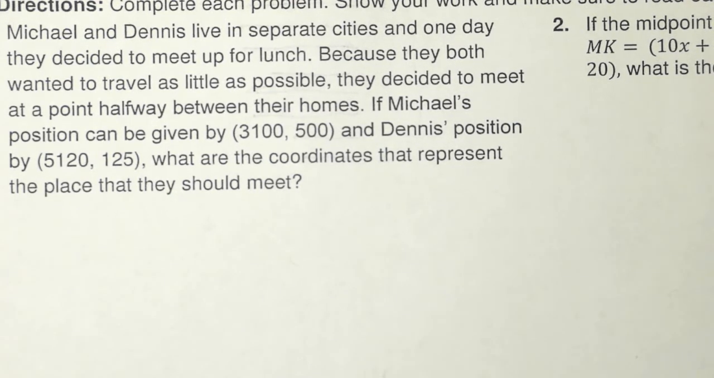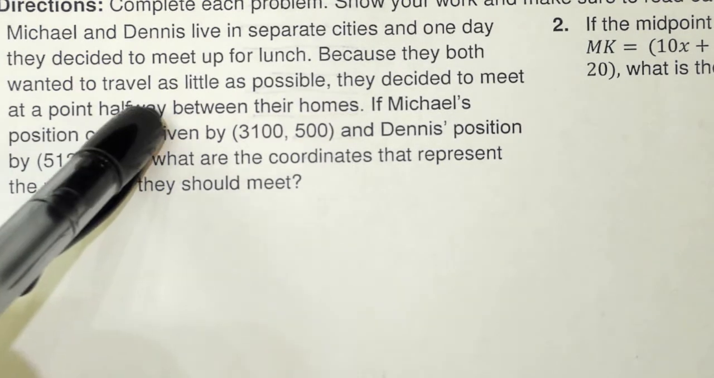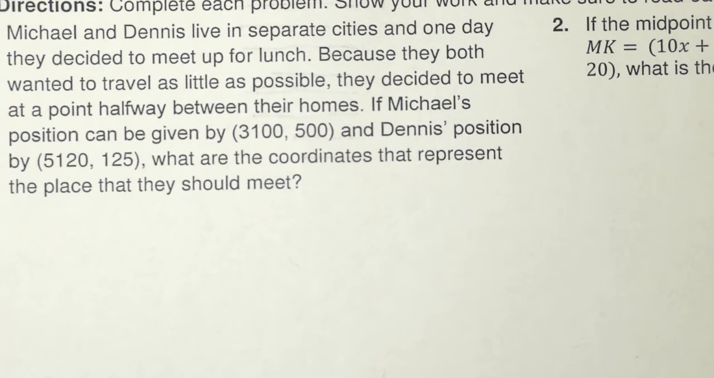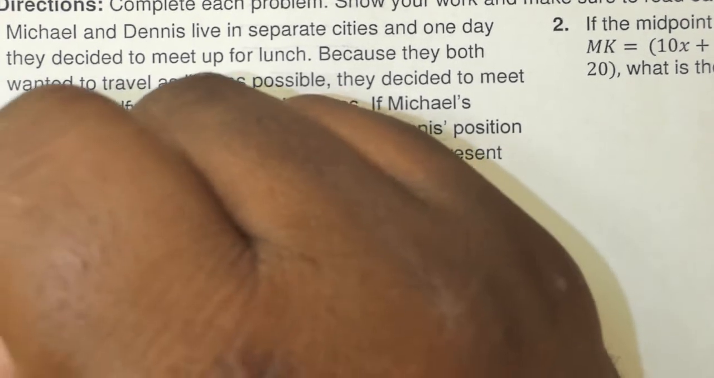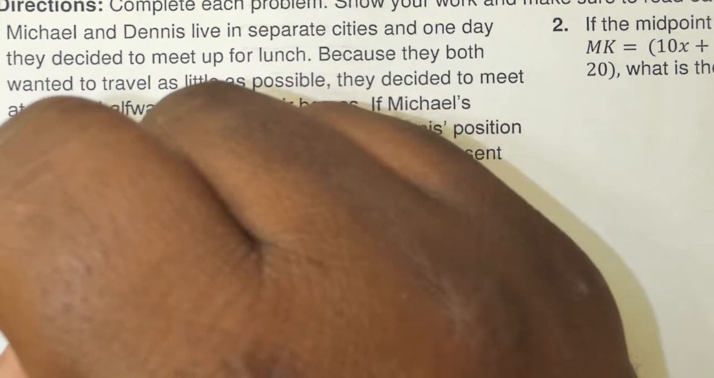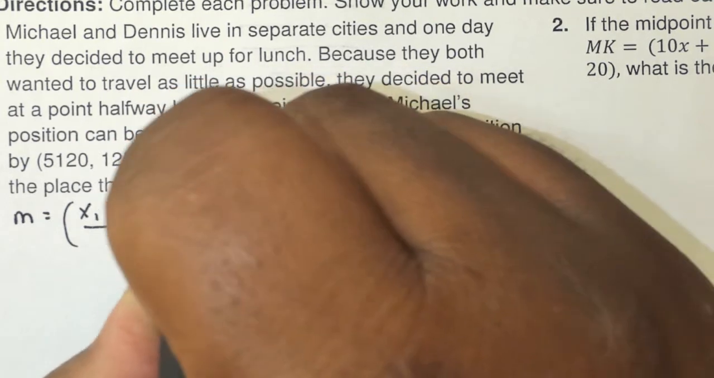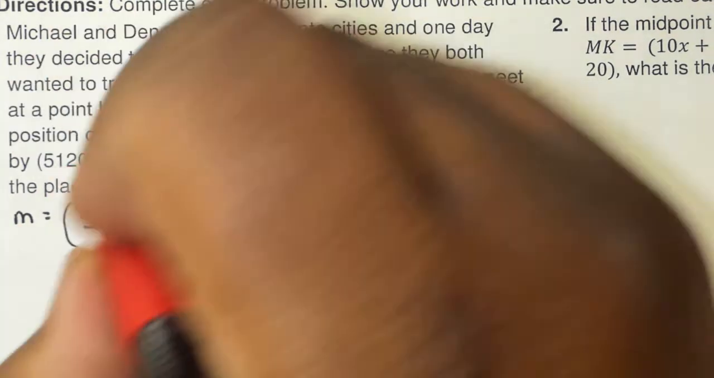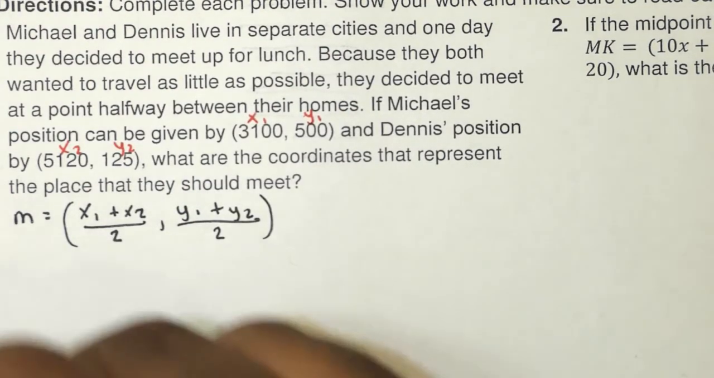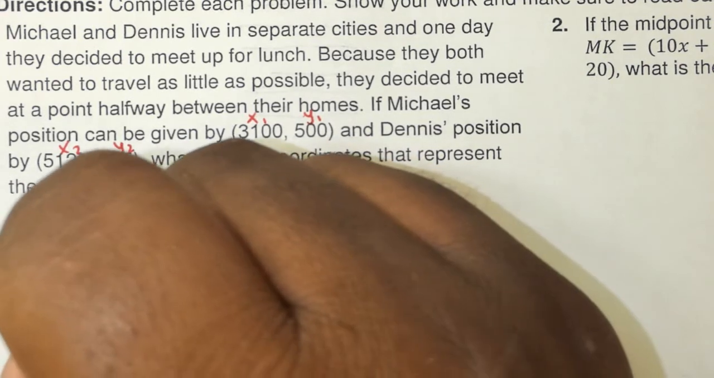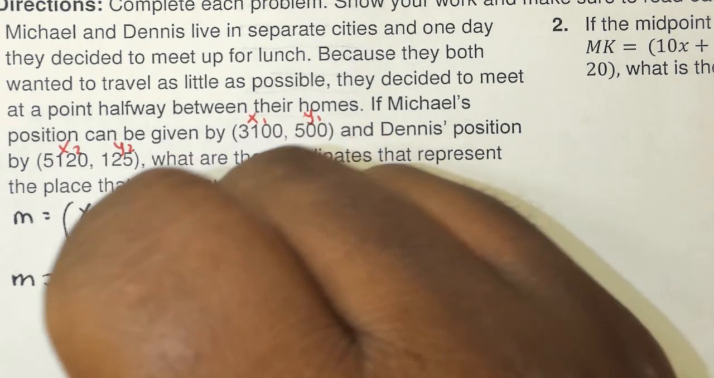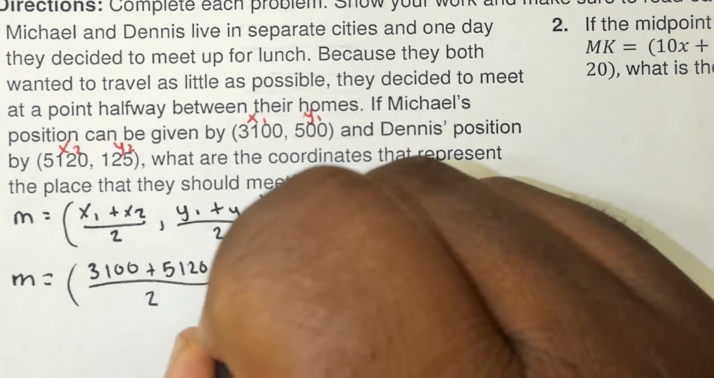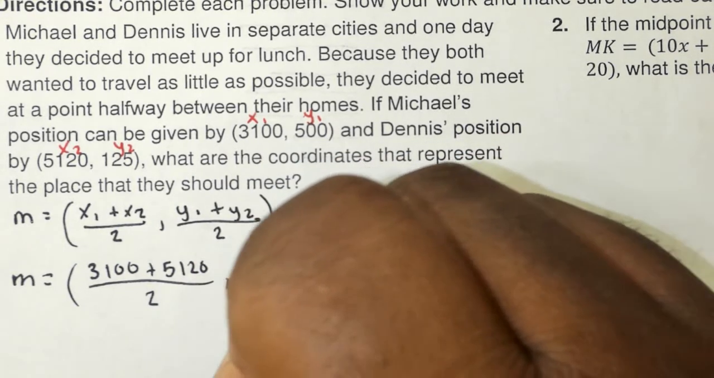Record. Alright. Like Naisa said, we should be using midpoint because the word that indicates that is the word halfway. Anytime you see halfway or something like that, they want to know the midpoint. So midpoint formula, M equals x1 plus x2 divided by 2, comma, y1 plus y2 divided by 2. And then I need to label x1, y1, x2, y2. Pull in my numbers. M equals parentheses 3,100 plus 5,120 over 2, comma, 500 plus 125 over 2.